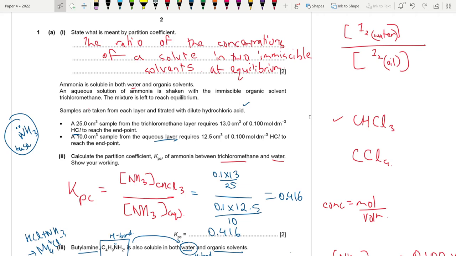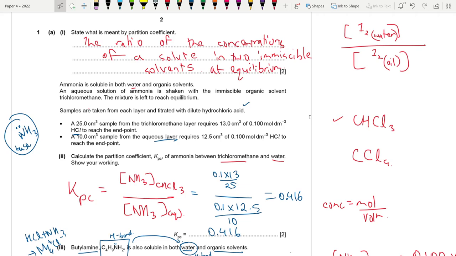So clearly, more ammonia is present. Okay, no, we're not sure because there's 25 cm cube of the trichloromethane, the non-polar layer. Okay, so calculate the partition coefficient of ammonia between trichloromethane and water.